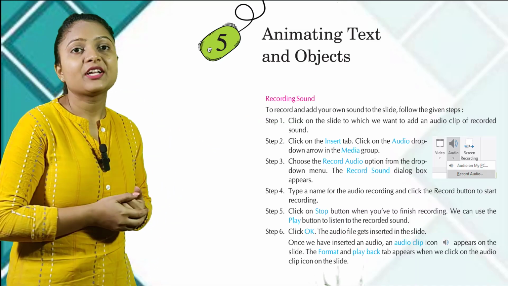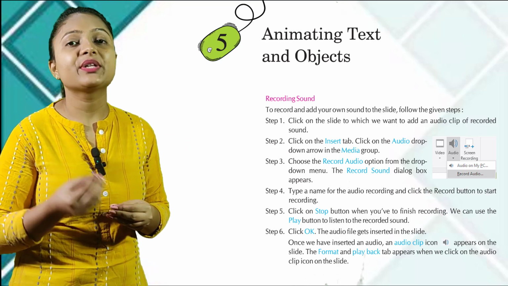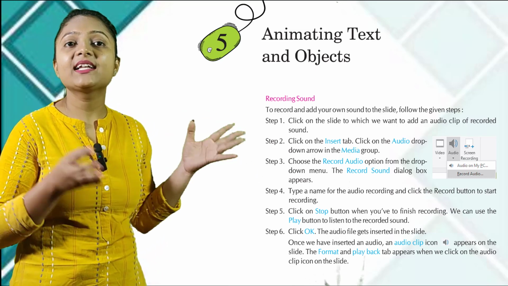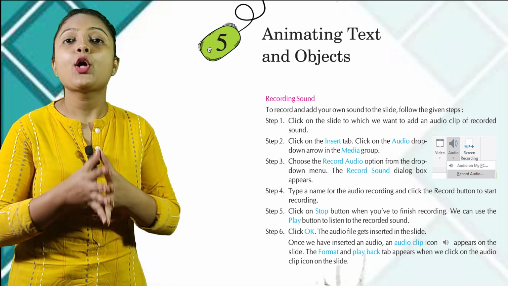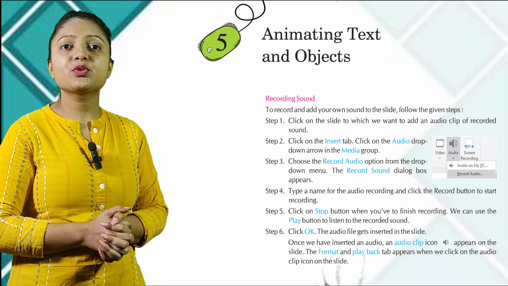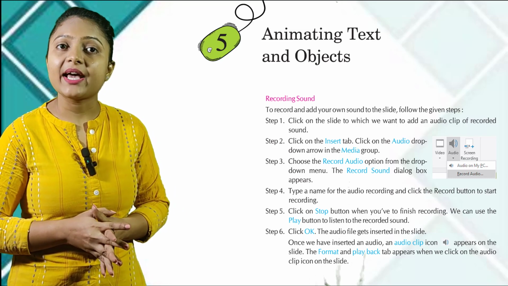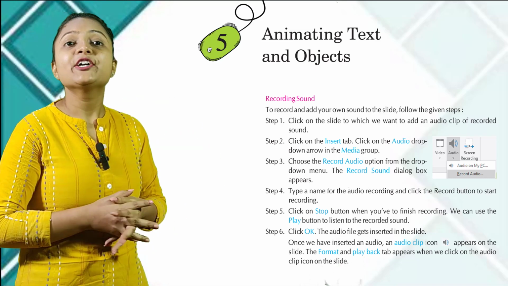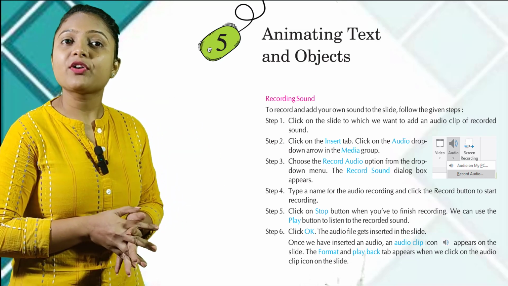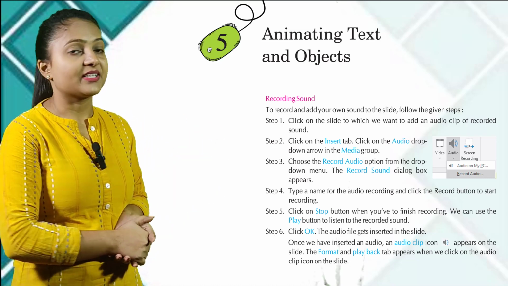Recording sound. To record and add your own sound to the slide, follow the given steps. Step 1. Click on the slide to which we want to add an audio clip of recorded sound. Step 2. Click on the Insert tab. Click on the audio drop-down arrow in the media group. Step 3. Choose the Record Audio option from the drop-down menu. The Record Sound dialog box appears.